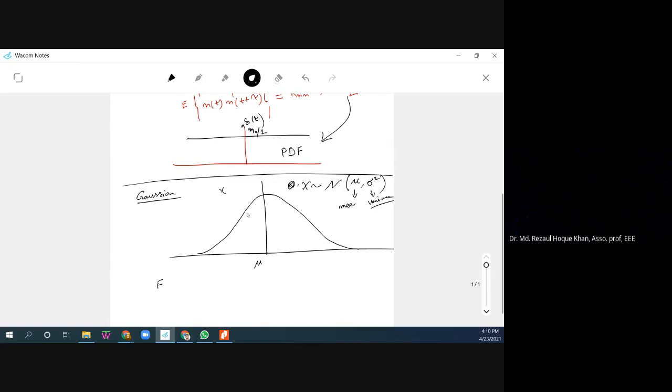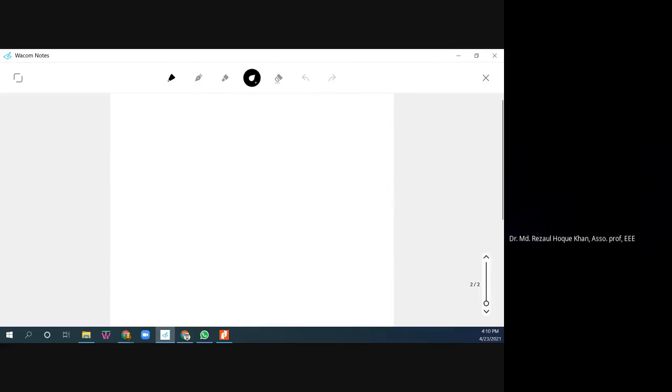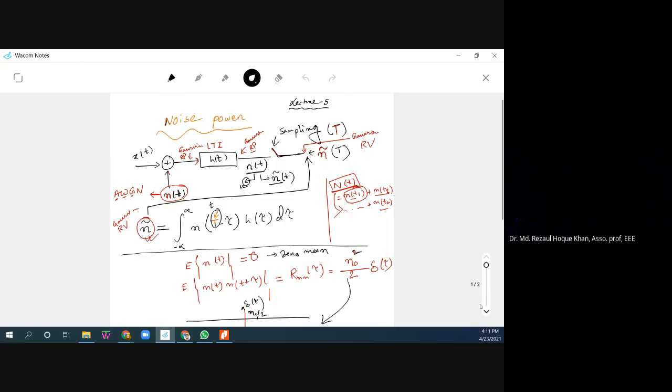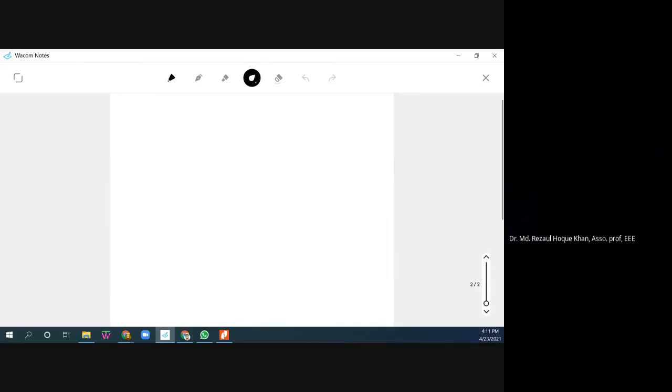So we can express this function x, if it's Gaussian distributed, as 1 over square root of 2 pi sigma square, e to the power minus x minus mu square by twice sigma square. This is the Gaussian distributed function. Any Gaussian function has this form. We don't actually need this one, just to know how the distribution looks. Now we can express its mean and its variance.